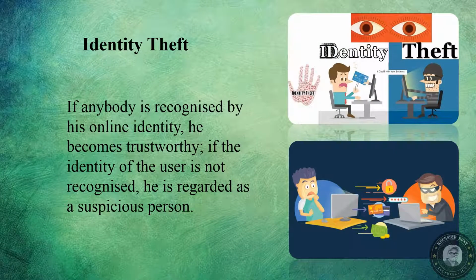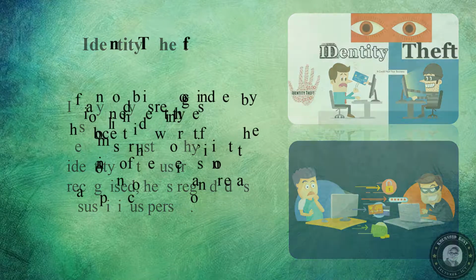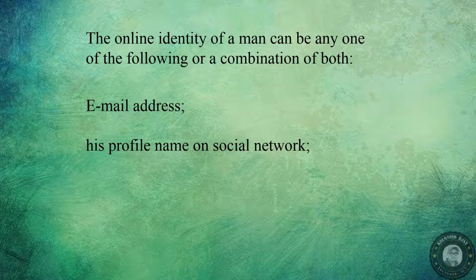Identity theft. If anybody is recognized by his online identity, he becomes trustworthy. If the identity of the user is not recognized, he is regarded as a suspicious person. The online identity of a man can be any one of the following or a combination of both, that is, email address or his profile name on social network.